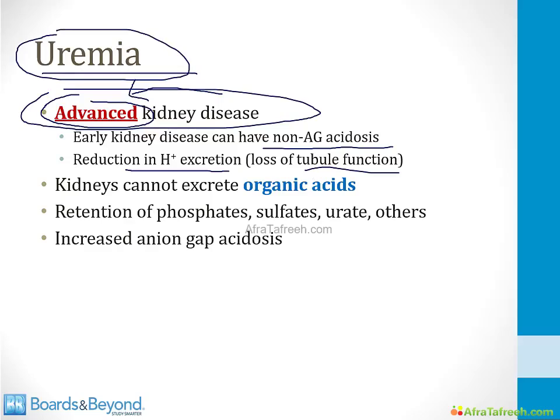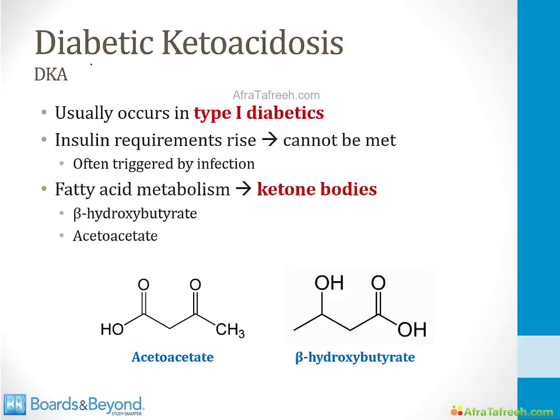And that's because the kidneys can't do their job of excreting organic acids. Things like phosphates, sulfates, urate, and others. All of these things will build up in the plasma and cause an increased anion gap metabolic acidosis. Our next cause of high anion gap metabolic acidosis is diabetic ketoacidosis, also called DKA.